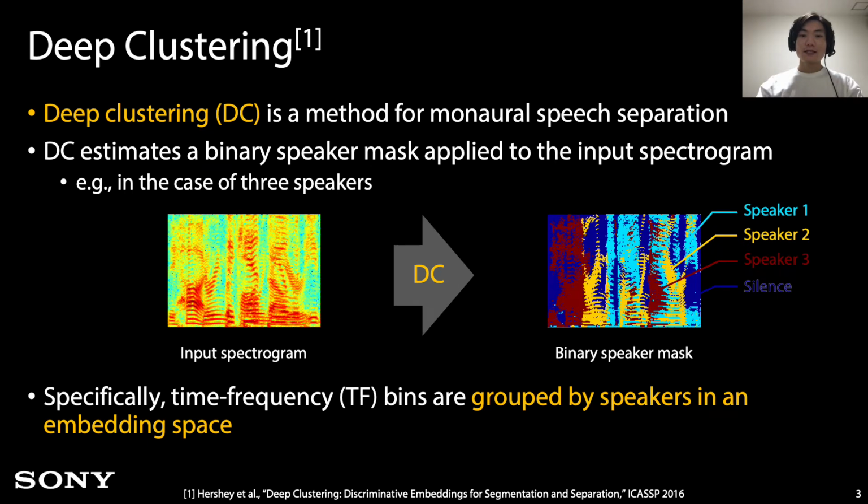First of all, I explain deep clustering. Deep clustering, DC, is one of the very famous methods for monaural speech separation. DC estimates a binary speaker mask applied to the input spectrogram. For example, in the case of three speakers, given the input spectrogram shown on the left, DC aims to output the binary speaker mask shown on the right. Specifically, in DC, time frequency bins, TF bins, are grouped by speakers in an embedding space to get the mask.